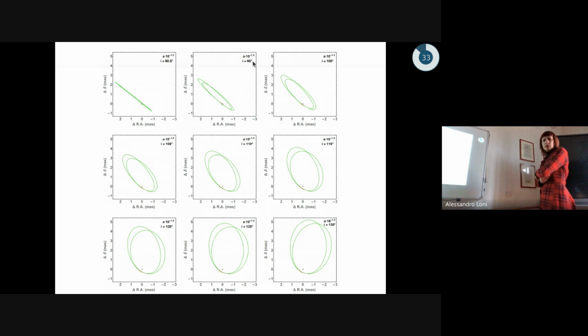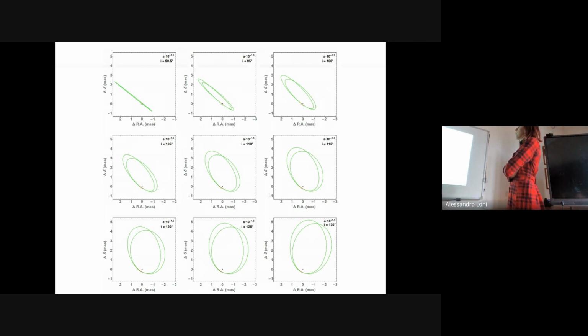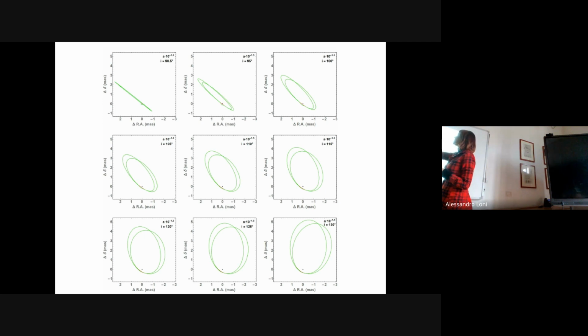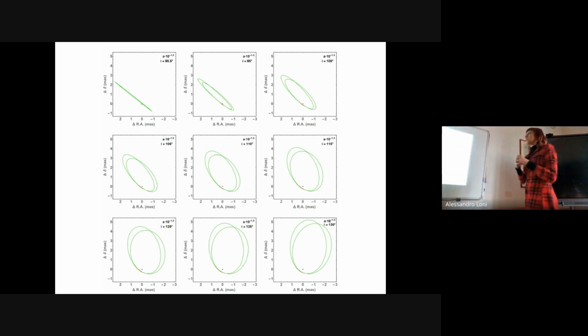In the second simulation, we start with a reduced semi-major axis, so we are closer to the black hole, with an inclination of 90 degrees. With an inclination of 90 degrees, it's possible to see the typical circular deformation of the orbit when an object is closer to the black hole. Then we turn the orbit by 5 degrees at a time, and we arrive to a face-on inclination. So we can see that the gravitational lensing is stronger when the star is closer to the black hole.